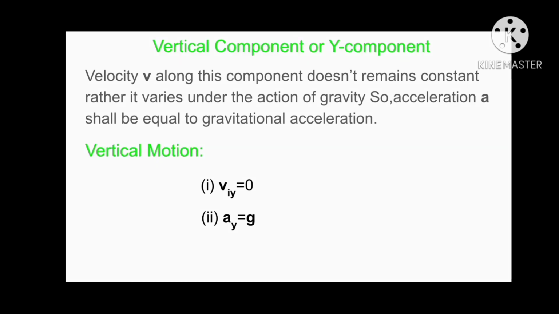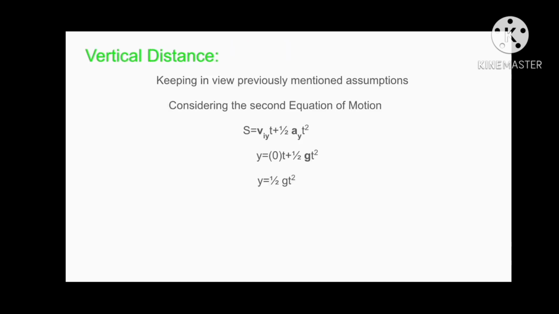Now let's discuss the vertical motion. Here we have 2 points. The first point is viy is equal to 0, meaning initial velocity along the y component is 0, and the second point is ay is equal to g, meaning acceleration along the y component is equal to the gravitational acceleration. Now let's discuss the vertical distance.